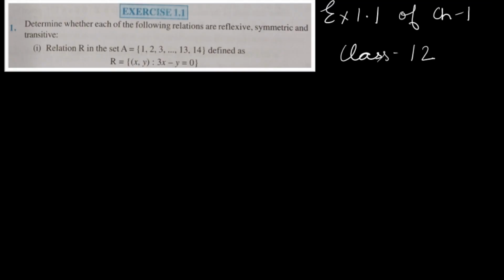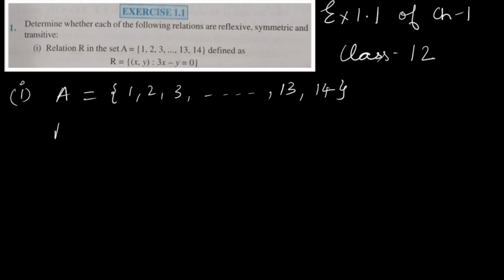So let's start the exercise. In the first question, it's given: determine whether each of the following relations is reflexive, symmetric and transitive. So we just have to check. The first one is given to us. The relation is already defined on the set A. The set A is given to us, with elements 1, 2, 3 up to 13 and 14. The relation is defined as R = {(x, y) : 3x minus y equals 0}.